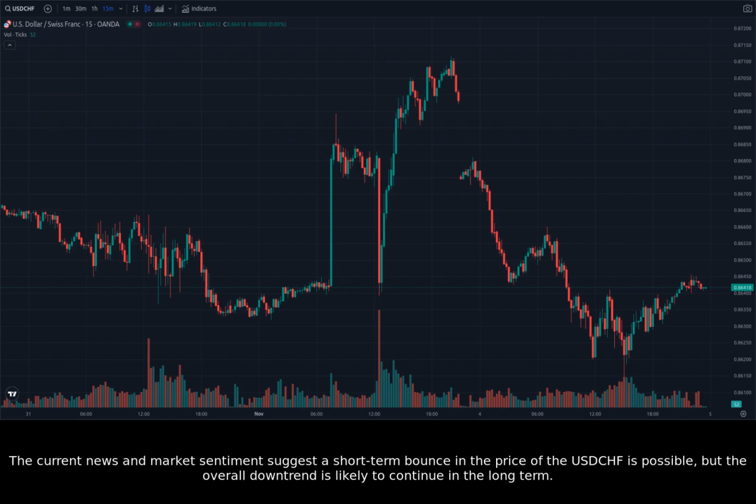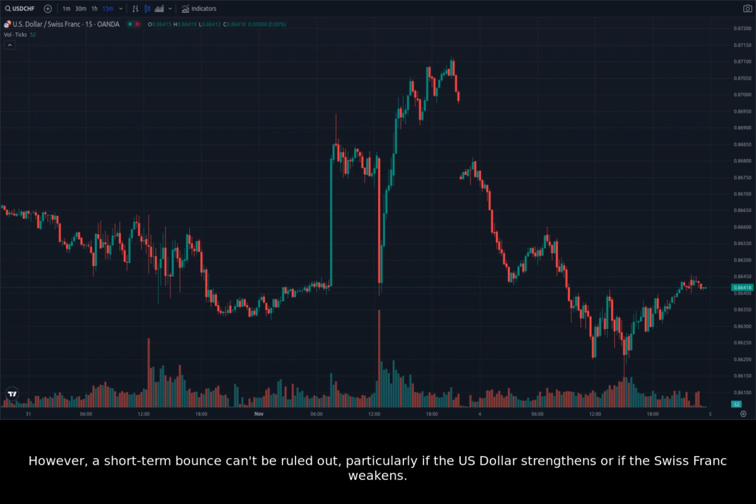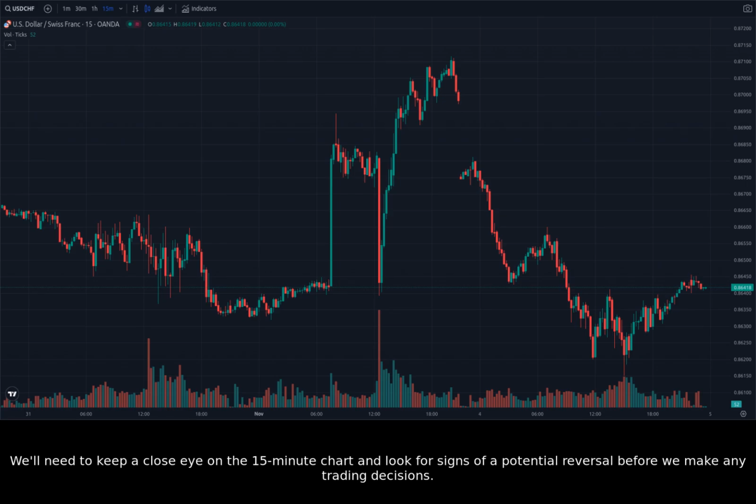The current news and market sentiment suggest a short-term bounce in the price of the USDCHF is possible, but the overall downtrend is likely to continue in the long term. The bears are in control, and the price may continue to decline, especially if the US dollar weakens further. However, a short-term bounce can't be ruled out, particularly if the US dollar strengthens or if the Swiss franc weakens. We'll need to keep a close eye on the 15-minute chart and look for signs of a potential reversal before we make any trading decisions.